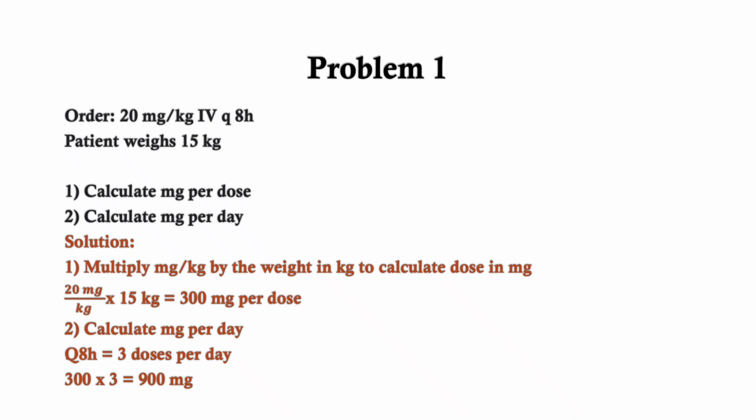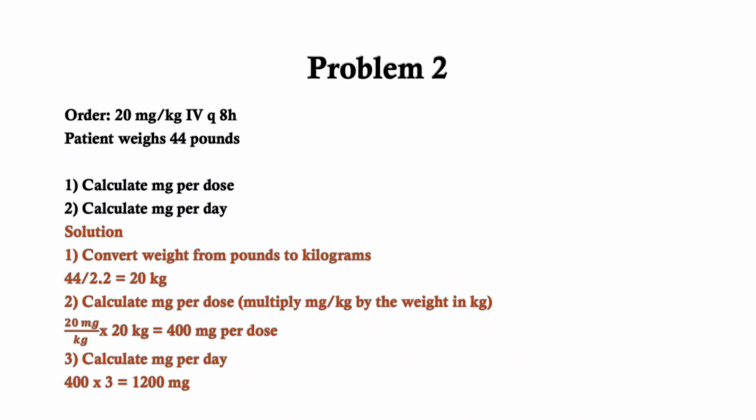Now, this 300 milligram is per dose. Why? Because if we look at the order, it's 20 milligram per kilogram, and then that dose is every 8 hours. So that 300 milligram is per dose. Now, to calculate milligram per day, every 8 hours means 3 doses per day. So that means you're going to multiply the milligram per dose by 3. So 300 times 3, and that gives you 900 milligram per day.